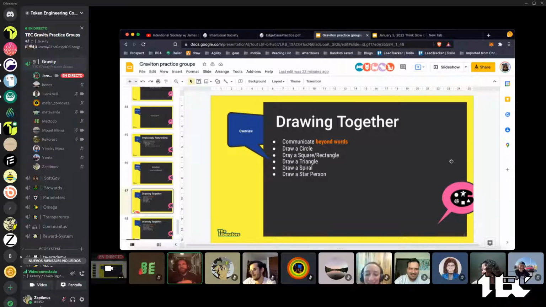And now, next to those shapes, we're going to create our key. So a circle is going to represent wholeness, completeness. The rectangle is going to represent support. The triangle is going to represent a goal. And the spiral will represent change, chaos, depending on how you want to look at it. And then the star person will be representative of relationships.